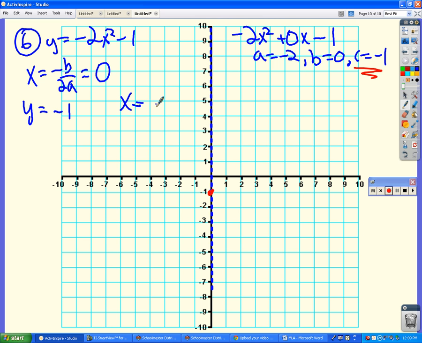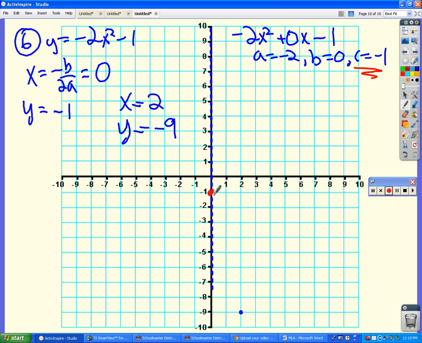Let's pick 2. If I plug 2 in there, 2 squared is 4, negative 2 times 4 is negative 8, and negative 8 minus 1 makes negative 9. So that means there is another point on this parabola at 2, negative 9.